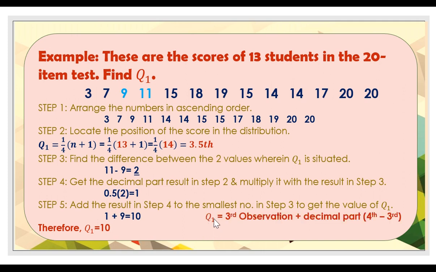To simplify step by step, to get the value of the 3.5th data element, that is the third observation, plus the decimal part, which is 0.5, times the fourth data element, which is 11, minus the third data element, which is 9. If you solve this, you are going to arrive with a value of 10. That is for the first quartile. So that is how you interpolate the measures of position. This is applicable also to decile and percentile.